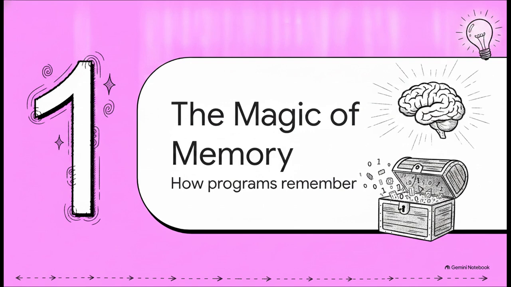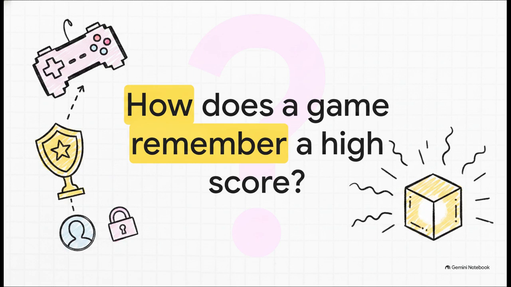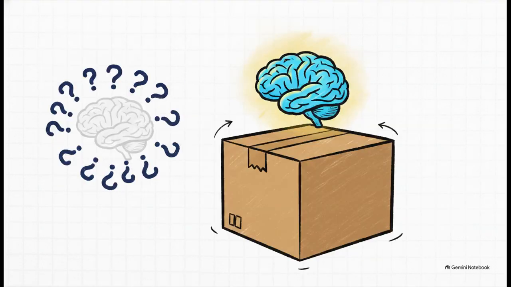Section 1, the magic of memory, or how programs remember. Okay, picture this. You're playing your absolute favorite video game, right? You just beat an impossibly tough boss and scored a massive new high score. You turn the game off, but when you boot it back up the next day, boom, your score is still right there. How does the game actually remember that score behind the scenes? Or think about your favorite app. How does it remember your username or password? It's like there's this invisible mechanic at work inside the software. Well, the answer is variables. Yep, variables. They are the absolute core foundation of all programming. Without them, honestly, our software would just have complete amnesia.